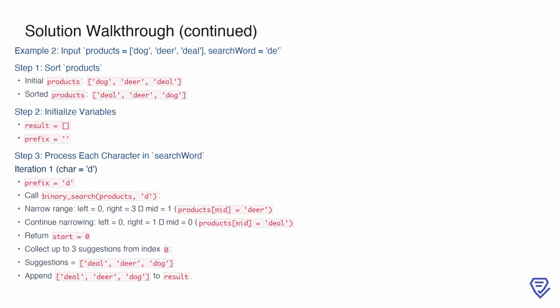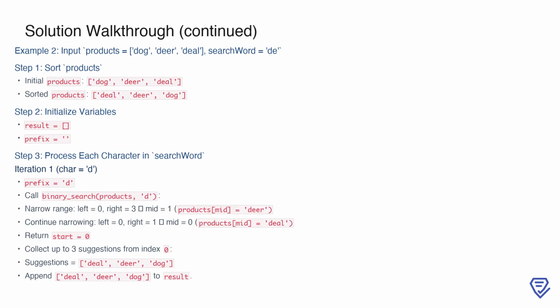Now let's look at another example with the products dog, deer, deal, and the search word D. The process begins by sorting the products alphabetically. Initially, they are dog, deer, deal, and after sorting, they become deal, deer, dog. With the sorted array, we initialize the result list as empty and prefix as an empty string.